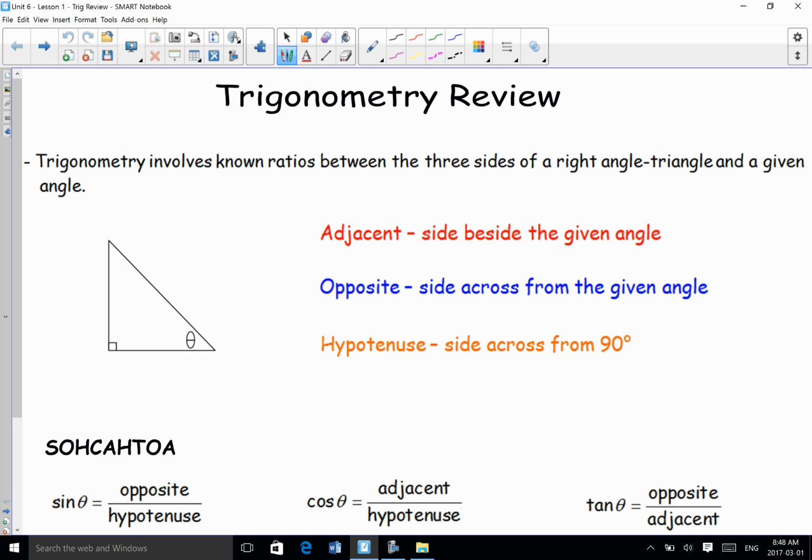In a right angle triangle, we have a known angle. We always have a known angle we're going to work with. That's right here. We can label our other three sides according to it. Our hypotenuse, always across from the right angle. Across from the known angle is always the opposite. Beside the known angle is always our adjacent.